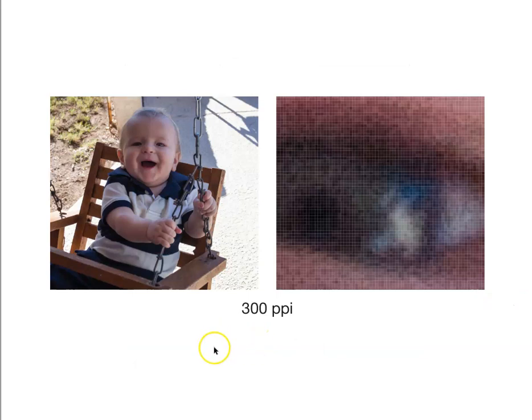This is a picture of my grandson when he was quite small, and it's at 300 ppi. This is zoomed in at 300 ppi, so you can actually see the pixels in his eyeball. Now, there are enough pixels, and they are small enough that they do not look pixelized. This looks very clear for this image until you zoom way in.